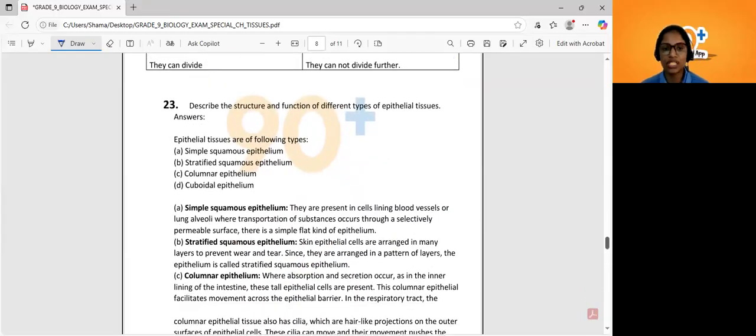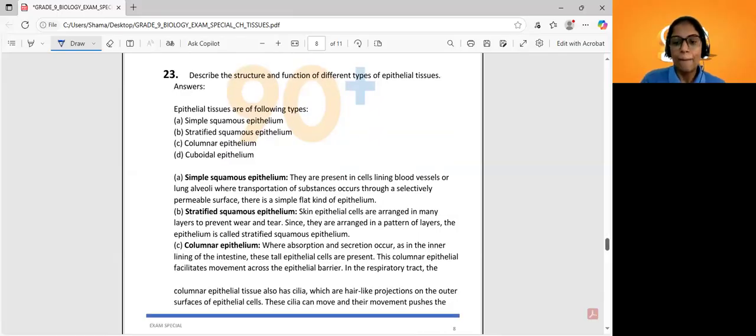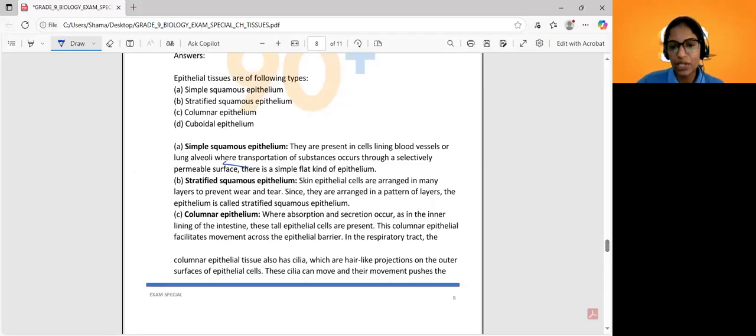23rd question is describe the structure and function of different types of epithelial tissue. So epithelial tissues are of the following types: simple squamous epithelium, stratified squamous epithelium, columnar epithelium, and cuboidal epithelium. Simple squamous epithelium is present in the lining of blood vessels or lung alveoli, where the transportation of substances occurs through a selectively permeable membrane, and it is a simple flat kind of epithelium.